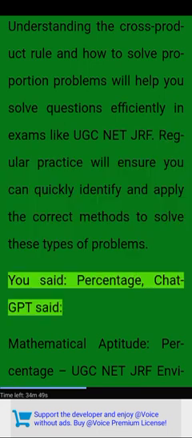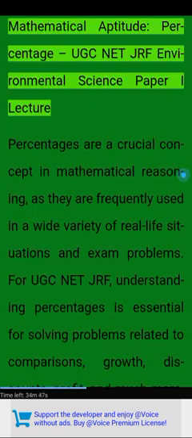Percentage. Mathematical aptitude, percentage, UGC NET JRF Environmental Science Paper I Lecture.